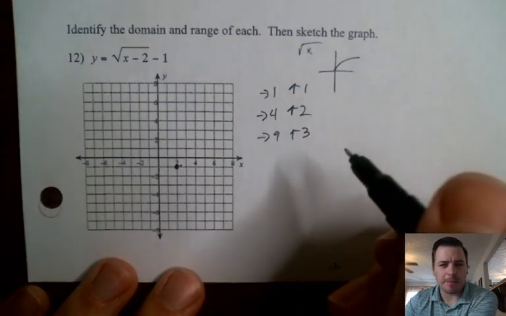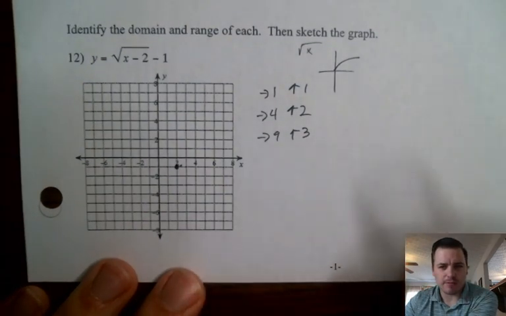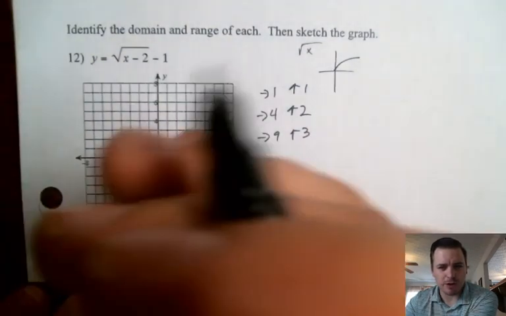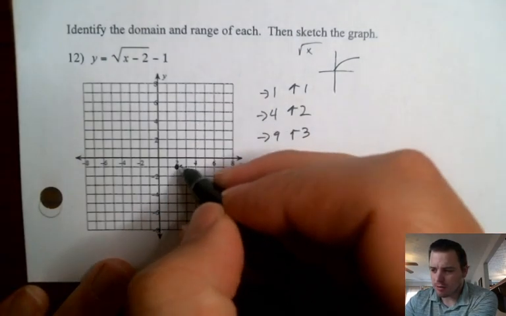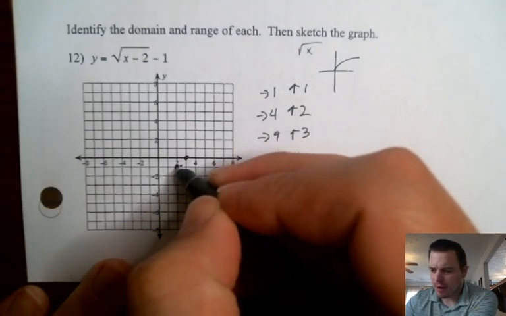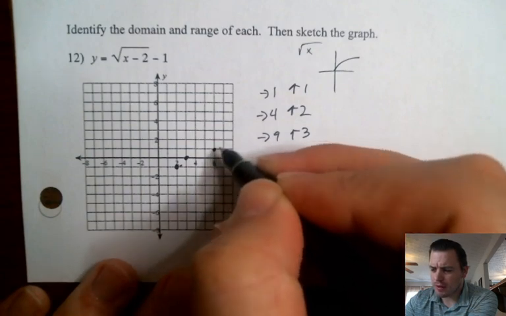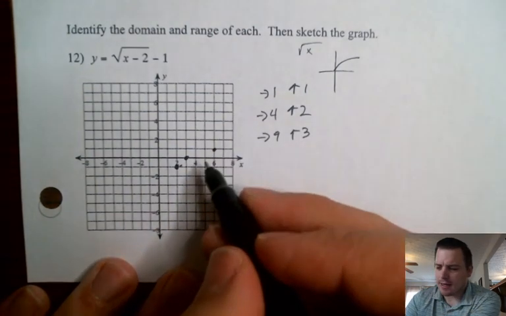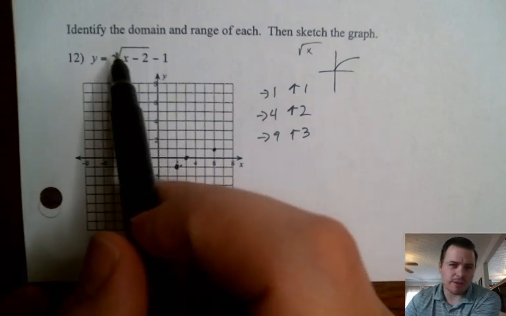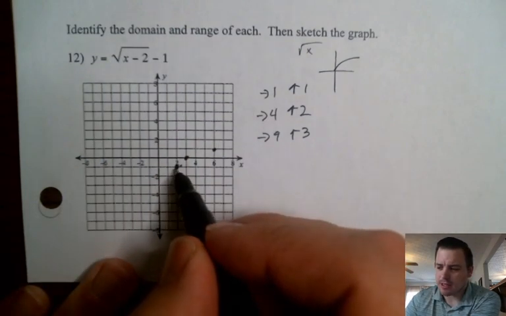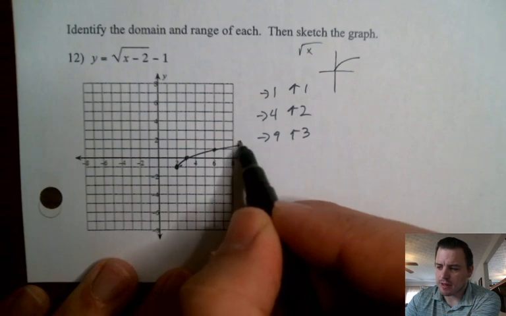It does the opposite of x squared. That should make sense because they're inverse operations. So right 1, up 1. Right 4, 1, 2, 3, 4, up 2, 1, 2. And we're not going to be able to go right 9. And there's no negatives with square roots because then those would be imaginary numbers. So it should be looking something like this, guys.